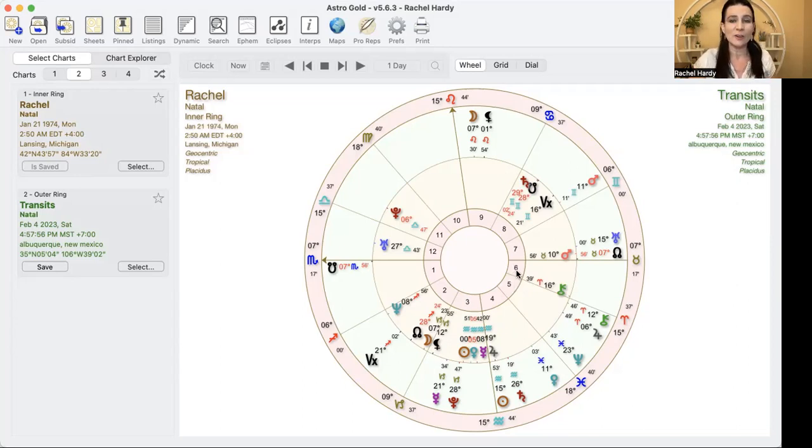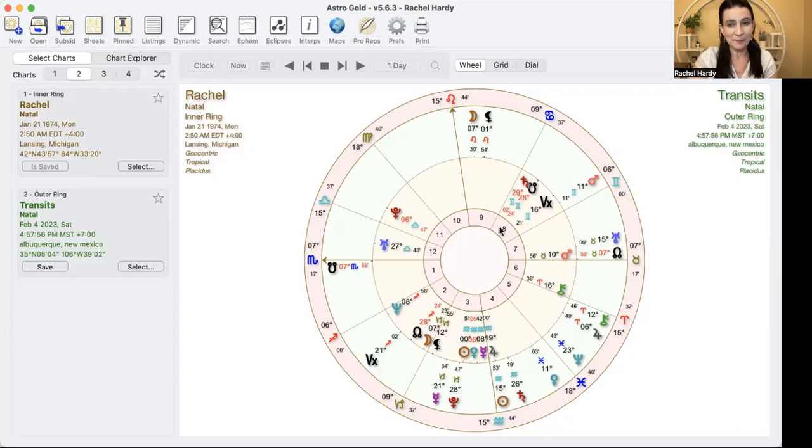Sixth house governs your physical body as far as your health. It also governs your day-to-day routine and kind of what you do throughout your day, your schedule, how you're actually literally spending your time. Seventh house is all about partnerships, romantic partnerships, business partnerships, any relationship, partnership things are represented here in the 7th house.